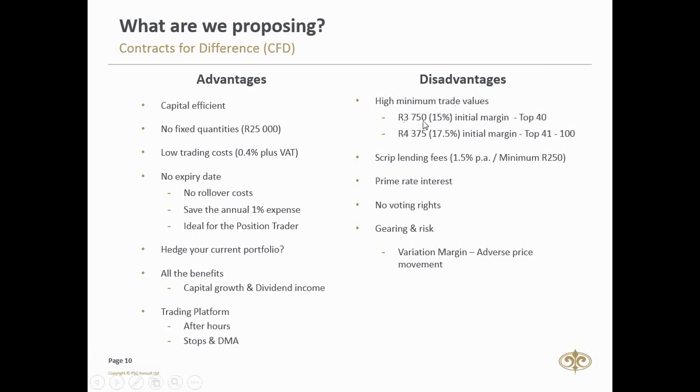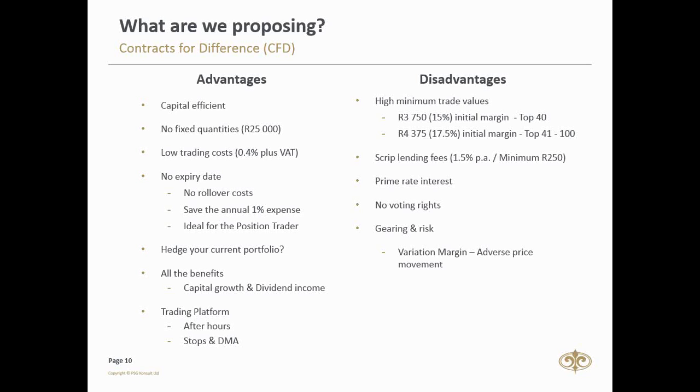On the disadvantage side, it's not for everyone in the sense that you need a lot more capital to get started with. And also, obviously, there are additional costs with regards to going short. If I'm putting down roughly 15% deposit, I'm borrowing the other 85%. So there is a cost involved there. We charge the prime interest rate. What's that? 10.25%, less than 2%. But it's very, very affordable.